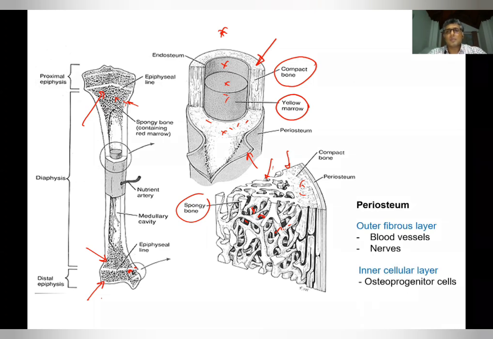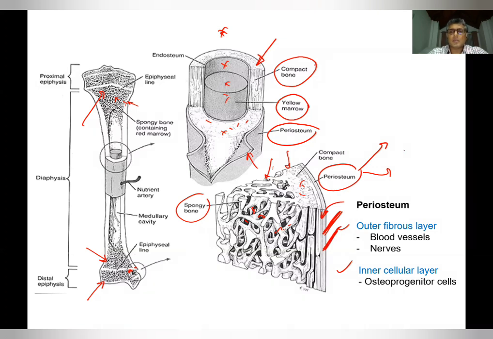Then a few points about the periosteum. That is this one, the covering of the bone. The periosteum has two layers, an outer fibrous layer and an inner cellular layer. All the blood vessels that are necessary for the bone enter the bone through the periosteum. They pass through the outer fibrous layer of the periosteum, and all ligaments and tendons attached to the bone fuse with the fibrous layer of the periosteum.